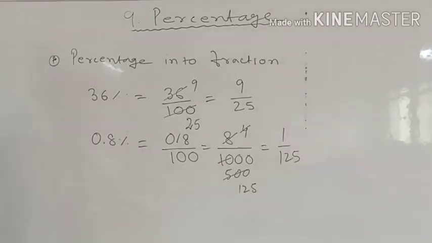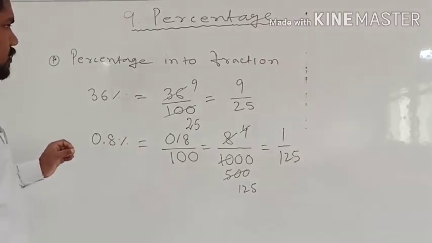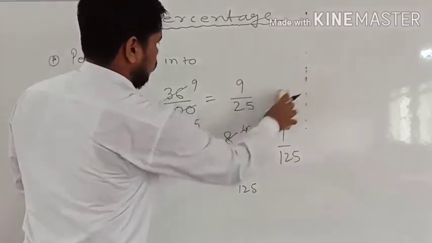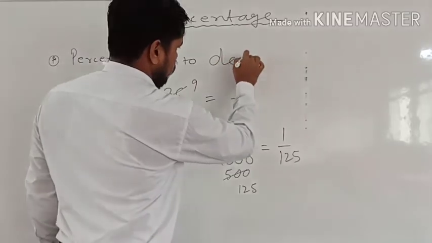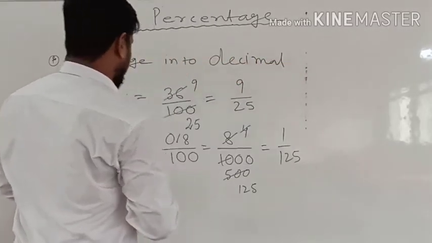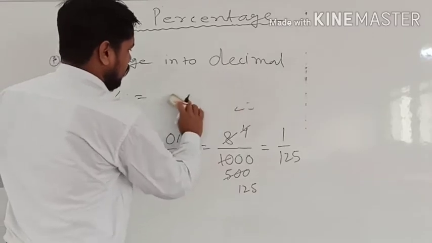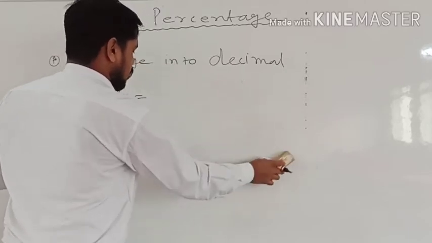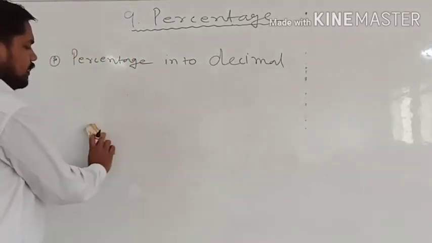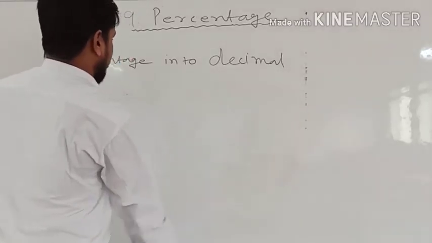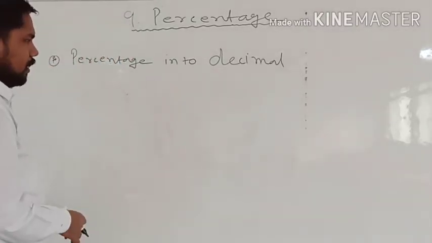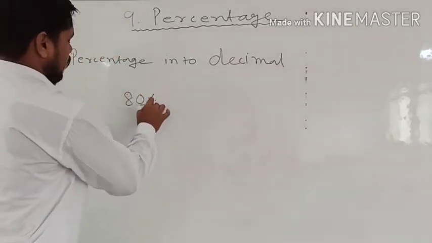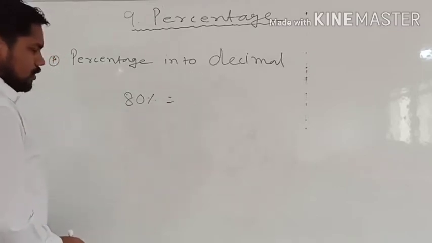Second case, it may ask to convert percentage into decimal. So instead of fractions, it may be asked to convert into decimal. Suppose any percentage is given and you want to convert that into decimal, then how can you convert? Let us take another number. So now we are converting percentage into decimal. Suppose 80% is given. You want to convert 80% into decimal. So how can we convert?